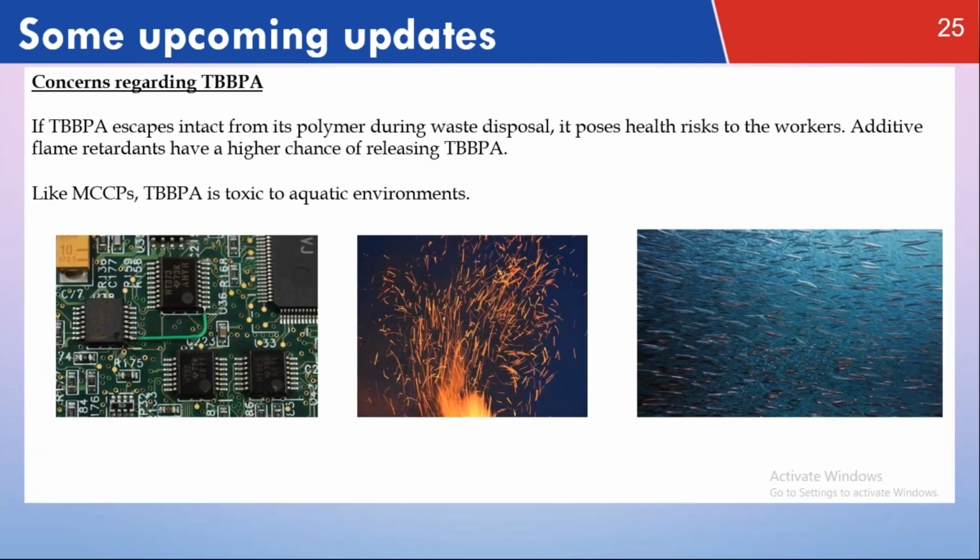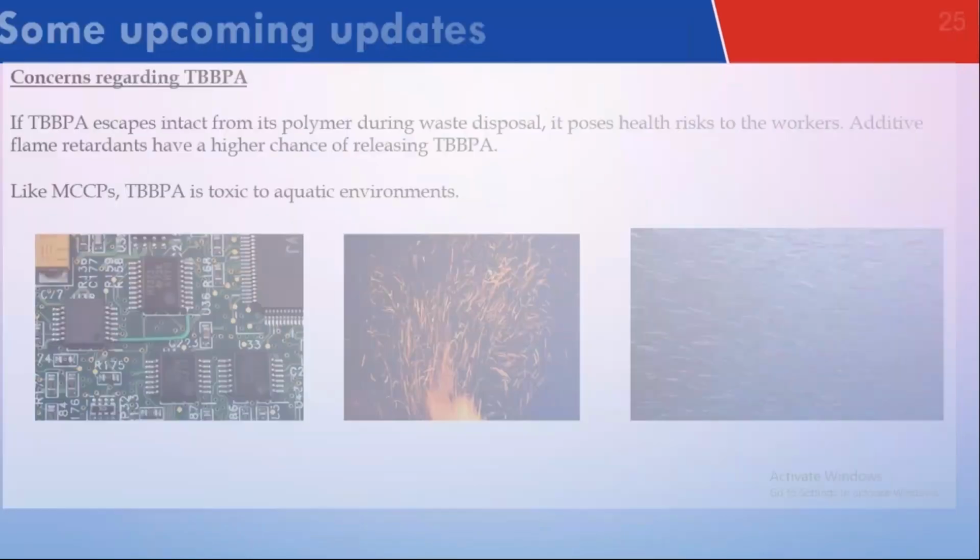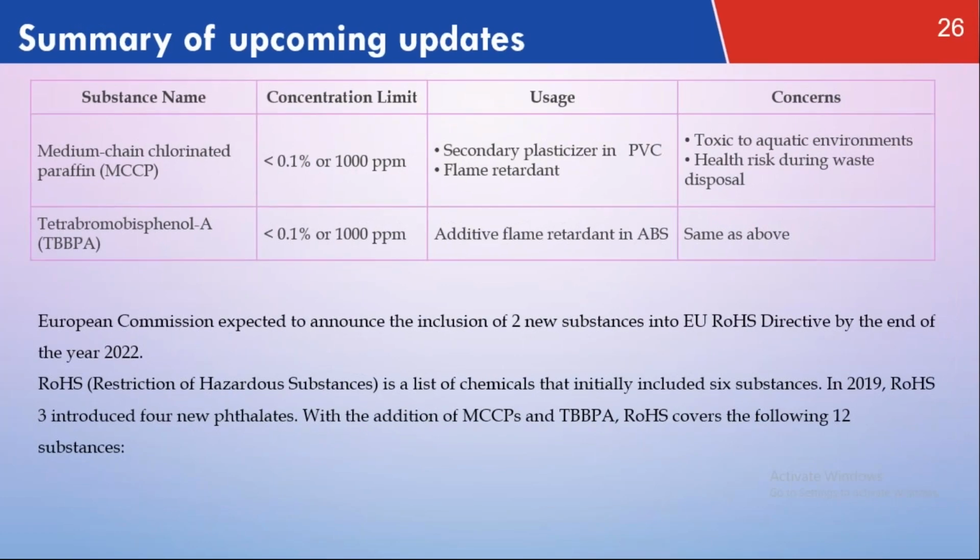If the TBBA escapes from the polymer during waste disposal, it will pose a huge risk to the workers handling it, as well as cause damage to the respiratory system, and if it is exposed to water bodies, it will also be toxic for aquatic animals and nature. So these are the two substances which we are expecting to be included in the EU RoHS regulation in the near future. To summarize, we have two substances, MCCP and TBBA, and the concentration limit is generally 0.1%. MCCP is used as a plasticizer and flame retardant, and TBBA is used as an additive flame retardant.